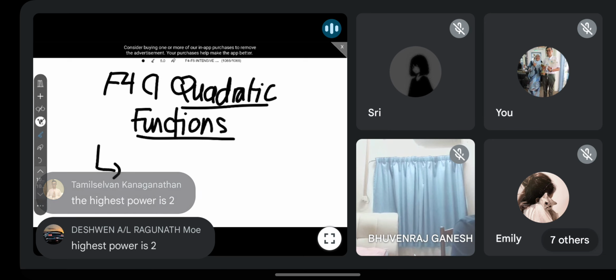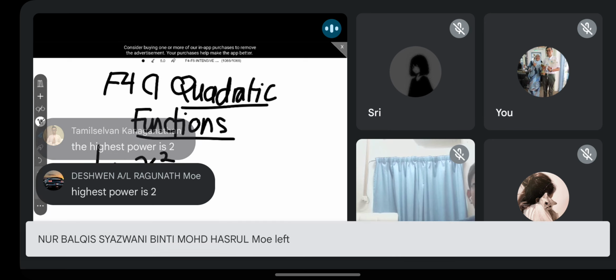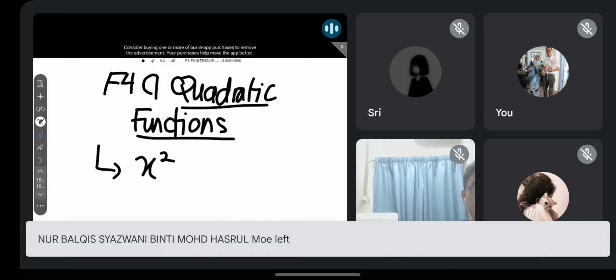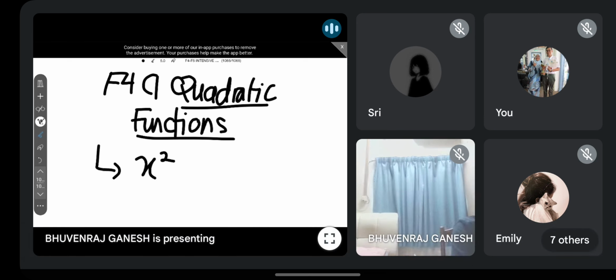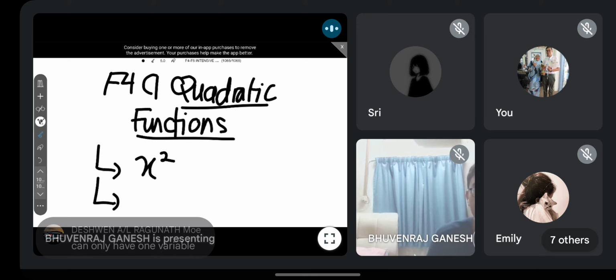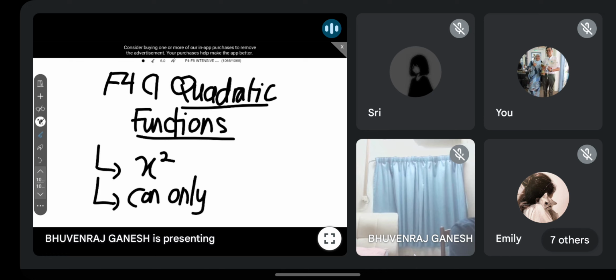Very good. Highest power is 2. Correct. Kuasa tertinggi untuk persamaan kuadratik is 2. Okay, the highest power is 2. What about other characteristics? Can anyone tell? Lagi ciri-ciri? Very good. Can only have one variable. Okay, hanya boleh ada satu pemboleh ubah. Can only have one variable.